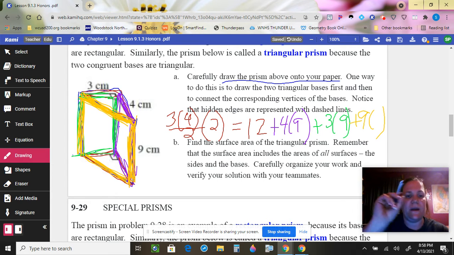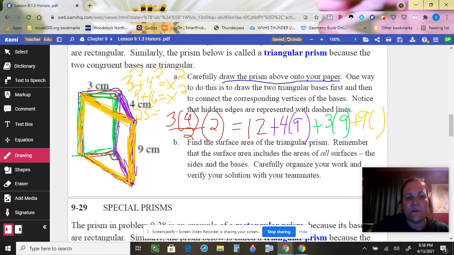If you don't remember your Pythagorean triples, you're going to need to take 3 squared plus 4 squared and then set that equal to, I'm going to call it x squared. I guess you could call it c squared. So if you remember, it should be 5. 9 plus 16, and then take the square root of that. There's the 5. So I have 9 times 5. So if you add all that up, 12 plus 4 times 9 plus 3 times 9 plus 9 times 5, my surface area should be 120.